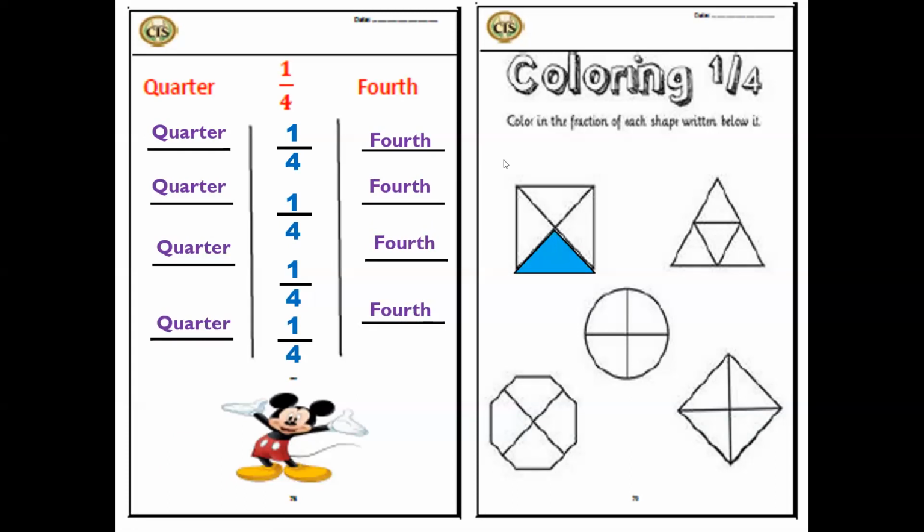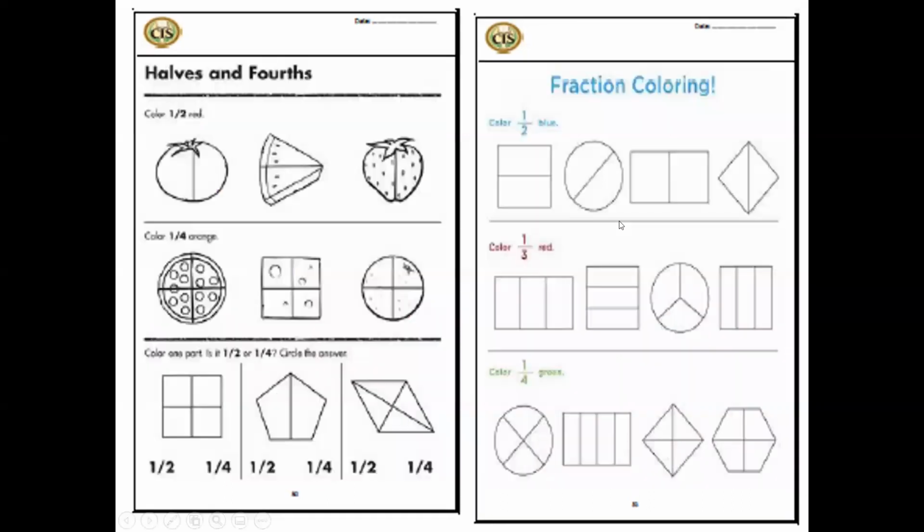Okay, here we want to color 1/4 or quarter or fourth. So we will color just one part from the 4 bars. One part from the 4 bars in each shape. We will color just one part. This is called in fraction 1/4 or fourth or quarter.